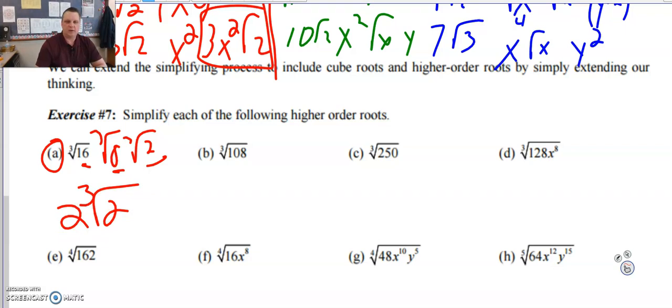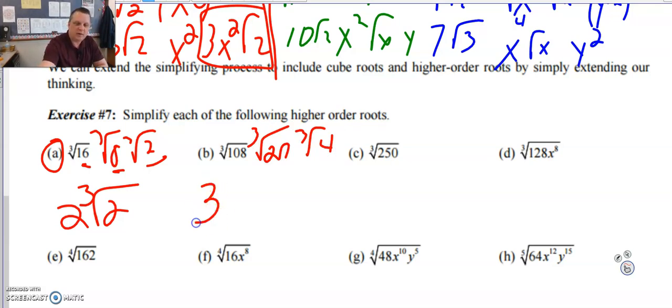Okay? Same thing with 108. You can try 2, 4, 8. See if 8 goes into 108. Doesn't work. Next one is 3. 3, 9, 27. Right? Because you're multiplying. 108 divided by 27 is 4. Okay? So you have the cube root of 27, cube root of 4. So the cube root of 27 is 3, and then cube root of 4. That's as far as you can go.